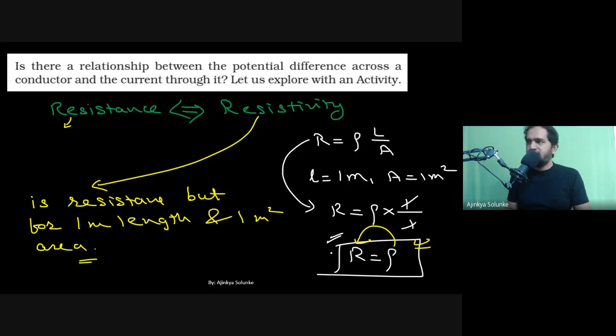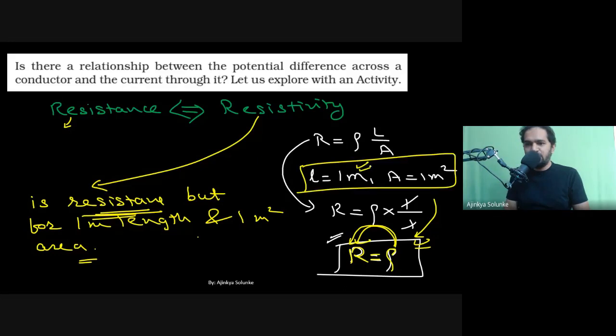Can you please let me know in the chat box whether you have understood the relation resistance is equal to resistivity? Based on that, we have created our own definition of resistivity. Resistivity is resistance, but only when the length is 1 meter and the area is 1 meter square. So one thing we understood from this formula is resistance is equal to resistivity, correct? So that means resistivity is resistance, but there was a condition. What was the condition we used? Length is equal to 1 meter, area is 1 meter square. So it's resistance, but for 1 meter length and 1 meter square area.